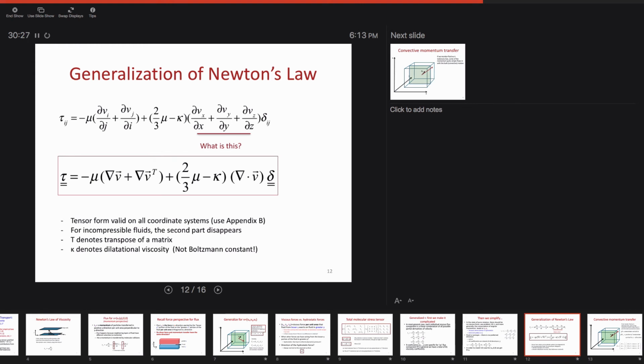Plus, this is a coefficient. Okay. There's viscosity, and this kappa we call dilatational viscosity. It is not Boltzmann constant. There's two different fields we were looking at, or two different areas of science.